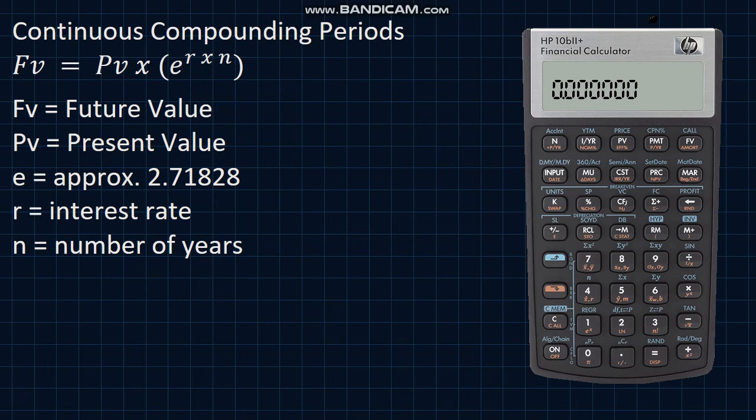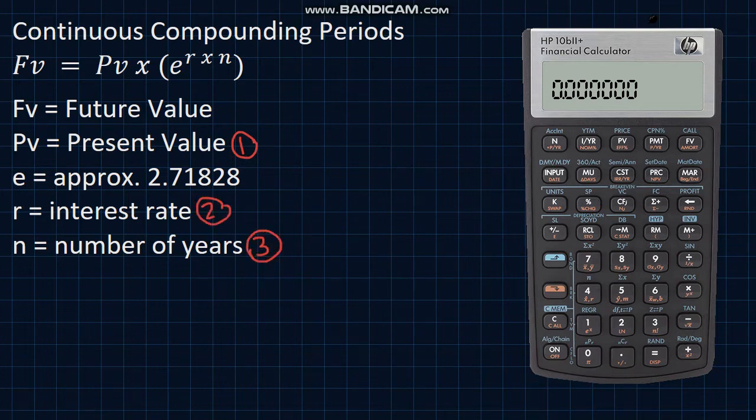Alright, here is how to work through a continuously compounding interest rate calculation with the HP10bII Plus financial calculator. Now this formula uses Euler's number E to calculate the interest earned when compounding periods are continuous as opposed to annually, quarterly, or otherwise.